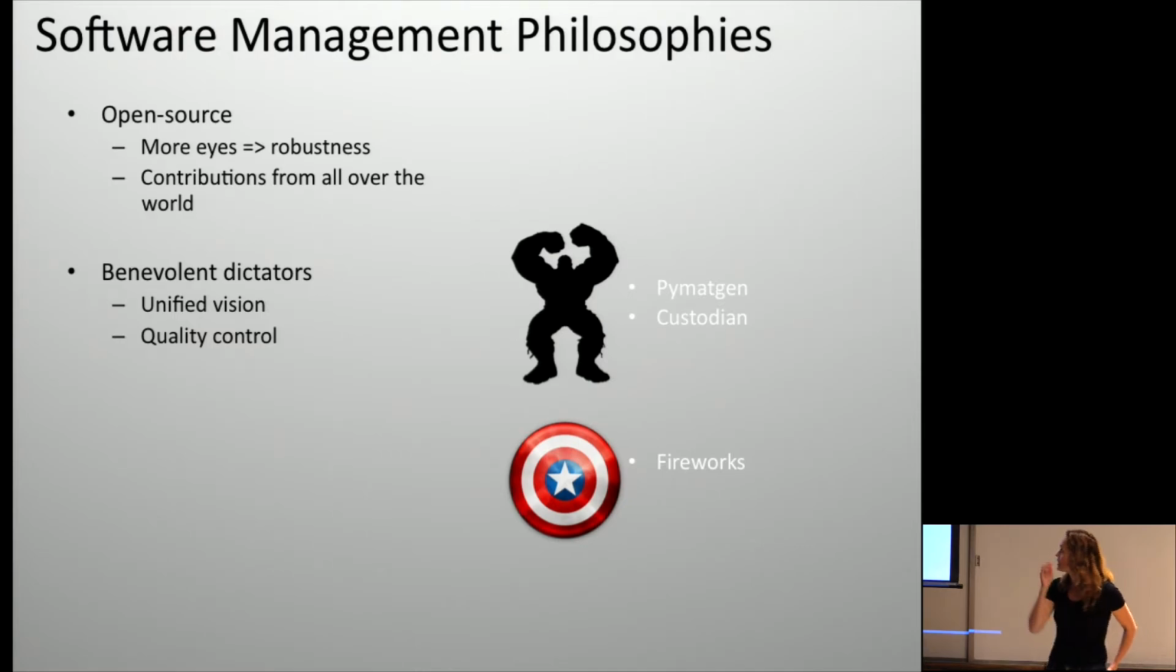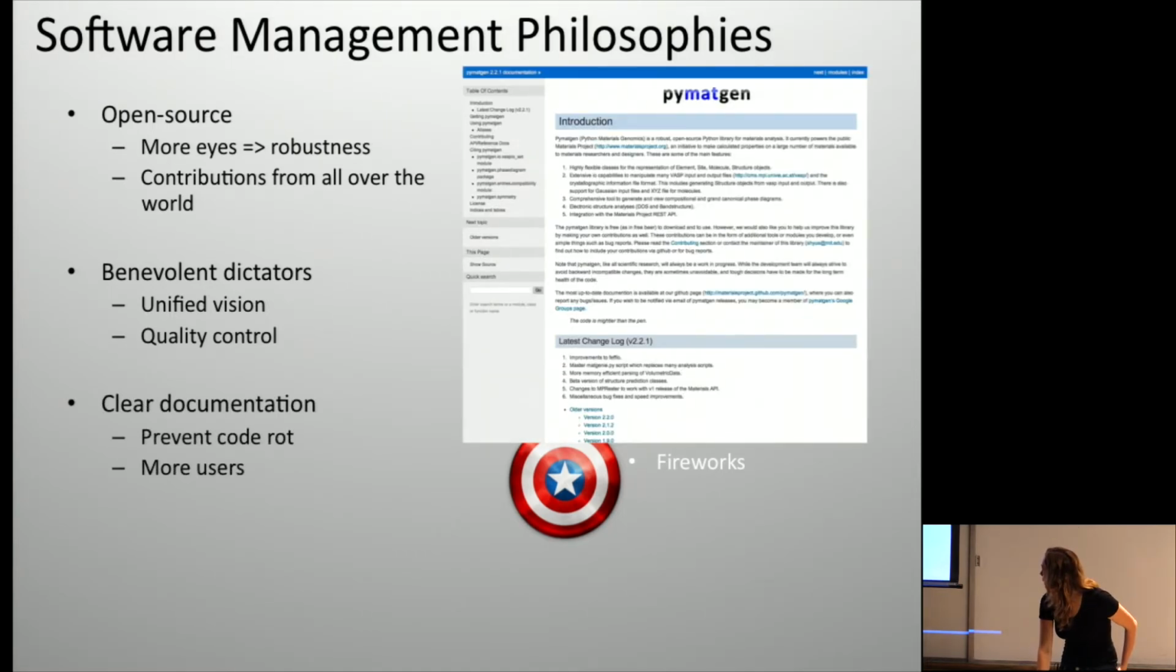We have benevolent dictators, as you see. These are all the Avengers. Captain America is a lot more nice than the Hulk. That's true in its team too. You don't really want to aggravate the Hulk. And we try to have very clear documentation to prevent code rot, to attract more users.